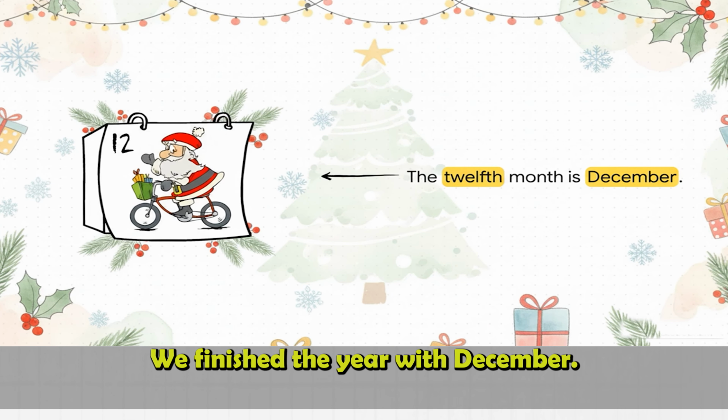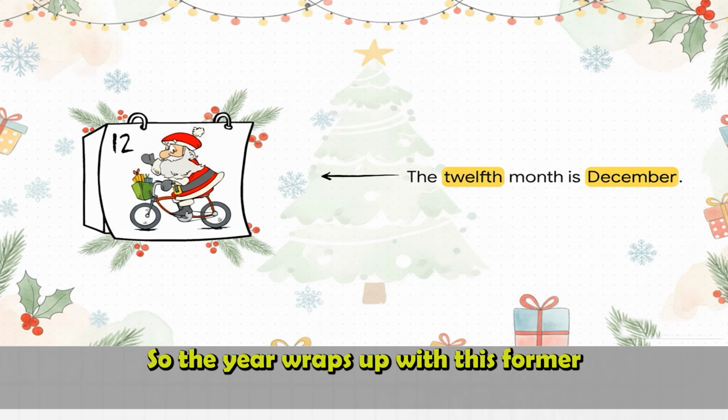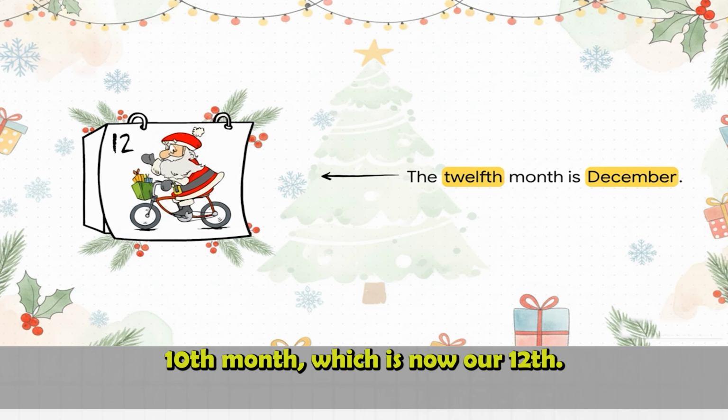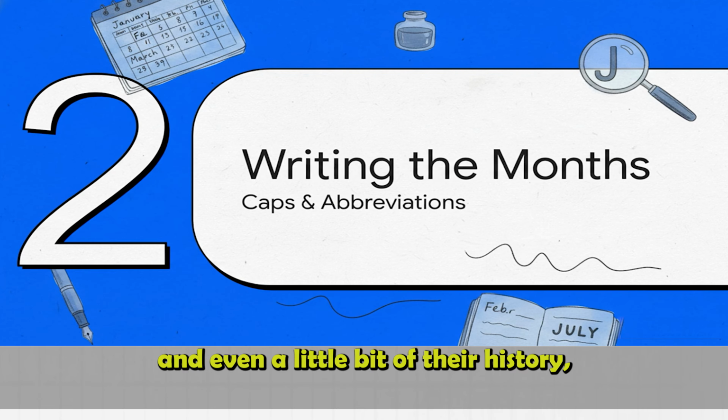And we made it to the end. We finished the year with December. The root word here is decem, which is Latin for 10. Think of the word decade. So the year wraps up with this former 10th month, which is now our 12th, and it's usually full of holidays and celebrations. Awesome. So you now know all 12 months and even a little bit of their history.